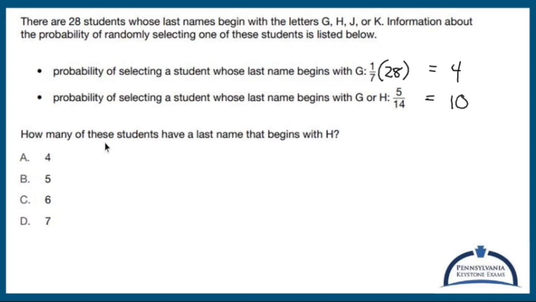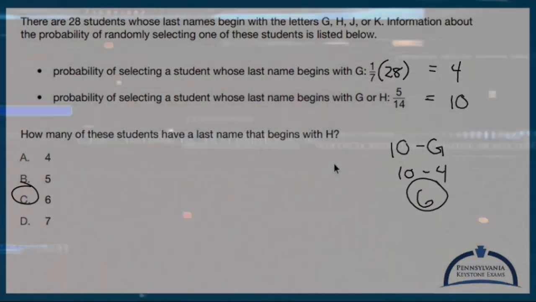The question here is, how many of these students have a last name that begins with H? Well, if it's G or H and there are 10 of them, but 4 of them have a last name that starts with G, let's get rid of that 4. 6 people have a last name that starts with an H. The answer is C.